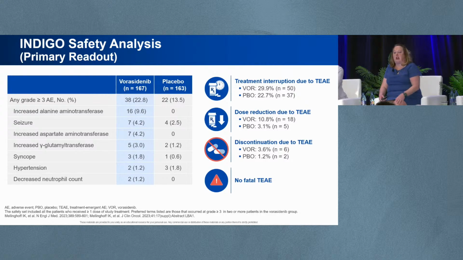It does cause a transient increase in liver function tests. So part of the guidelines to prescribe this medicine is actually to monitor those liver function tests. Whenever I think about this, I think about the most important part, that only 3.6% of patients had to discontinue vorasidenib for any kind of treatment-emergent adverse event. Moreover, there were no fatal treatment adverse events in this clinical trial. And so this is what we're doing now in practice for our patients.